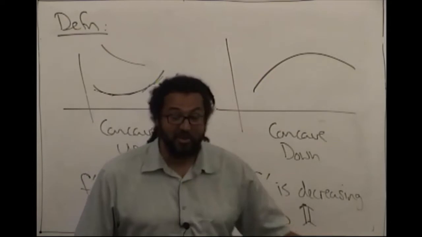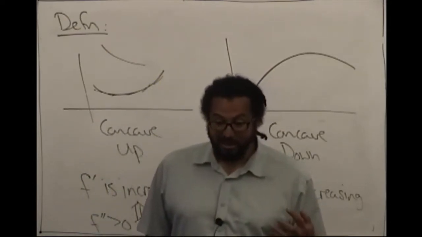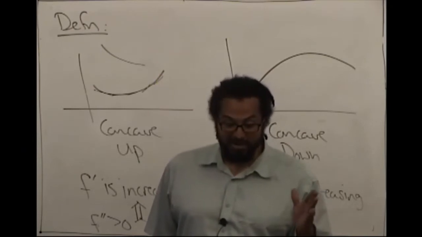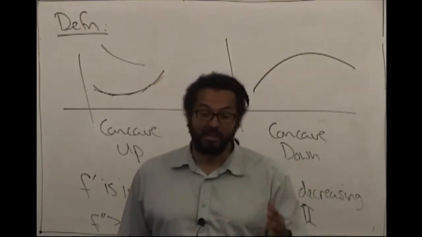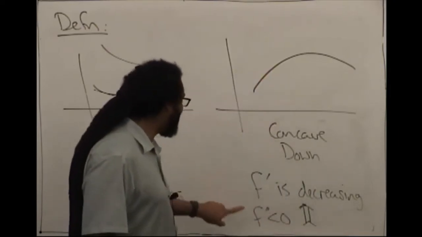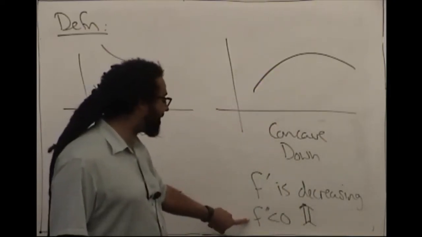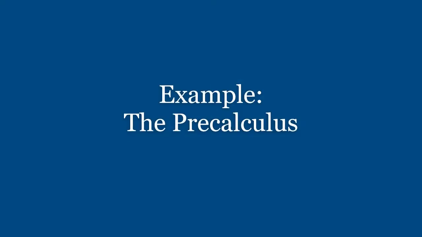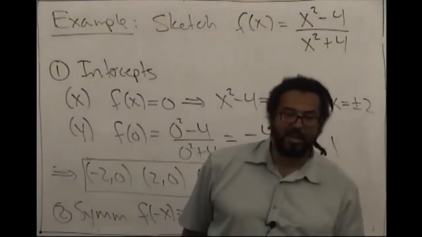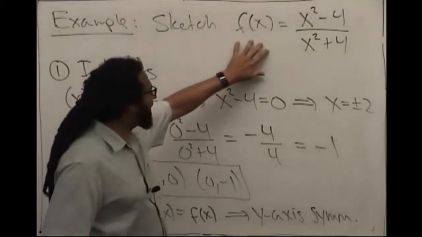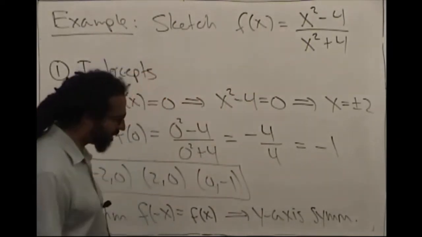So let's use that now to get a better sketch of a function. Where is it increasing and decreasing? Where is it concave up and concave down? And a critical point of the second derivative, we will call a point of inflection. Okay, let's get a sketch of this graph: f of x equals x squared minus 4 over x squared plus 4.